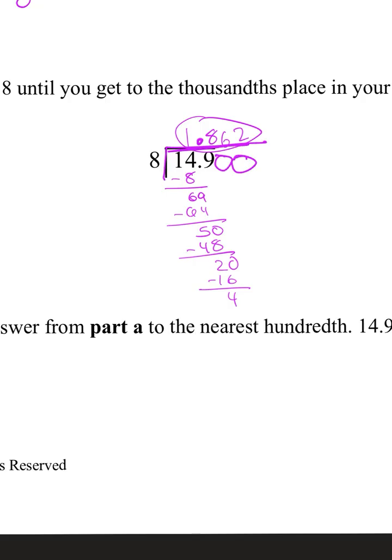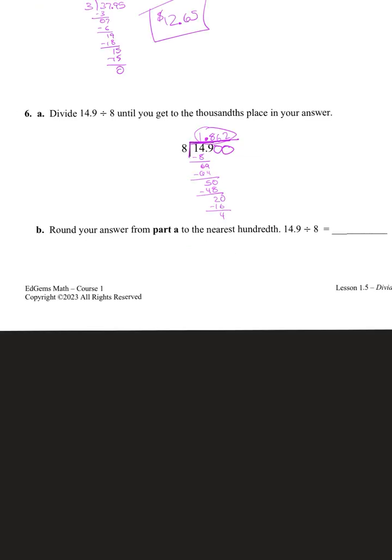Let's take a look at part B. On part B, it says round your answer from part A to the nearest hundredths place. So let's take our answer, which is 1 and 862 thousandths. Now, what number is in the hundredths place? The number that's in the hundredths place is the 6. When I round, I look at the number that's directly to the right, and if it's less than 5, I leave that number alone. I do not round down. So since 2 is less than 5, the 6 stays the same. So my final answer, when it's rounded to the nearest hundredths place, is 1.86. And that is my final answer.